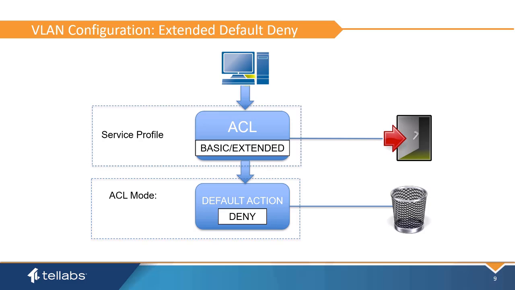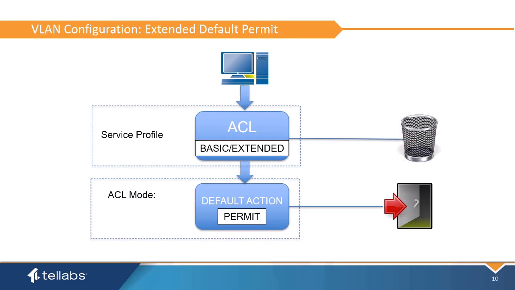Like basic default deny, extended default deny will drop all packets on the VLAN unless explicitly permitted by an ACL. Extended ACLs can filter on many of the fields in an IP packet but require more resources and fewer can be created. An extended default deny VLAN will allow either basic ACLs or extended ACLs. Using extended default permit, all packets will flow on the VLAN unless an ACL causes them to be denied. Both extended and basic ACLs are allowed using this VLAN mode.